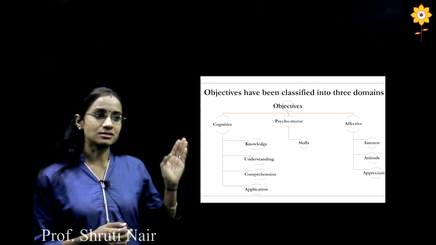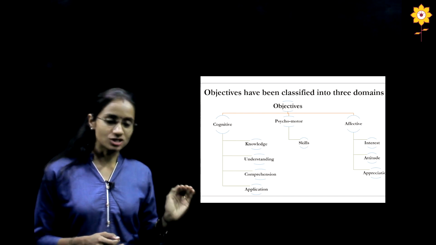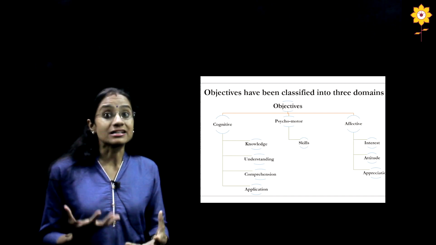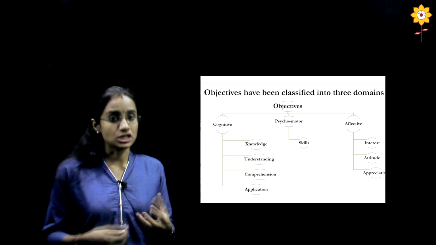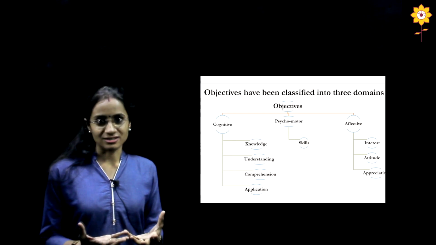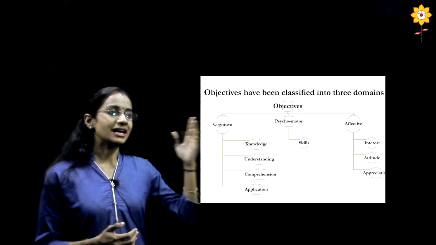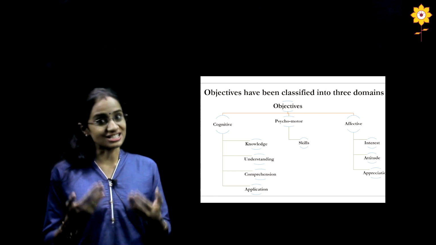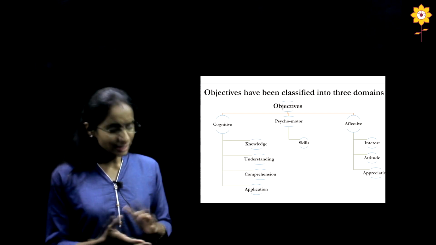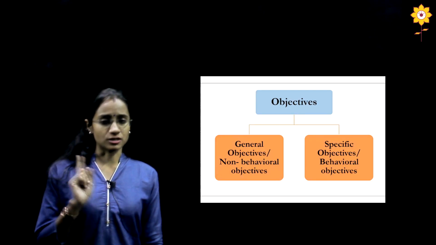Under cognitive, it is KUCA in the sense knowledge, understanding, comprehension and application. Whereas in the psychomotor, it is skills because when you perform an activity or a task, skills can be inculcated in the students or it leads to the development of certain skills. And affective domain, it deals with developing interest, and changing the attitude and creating an appreciation. Moving ahead, so objectives are of two types.